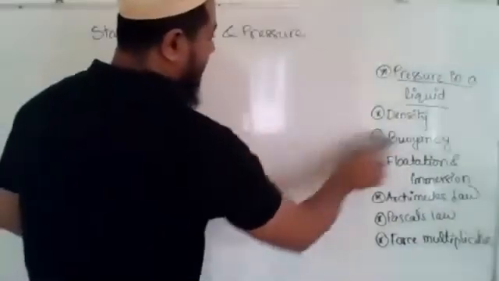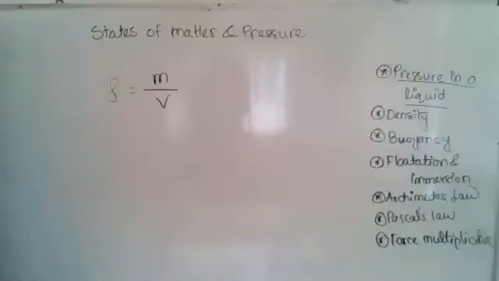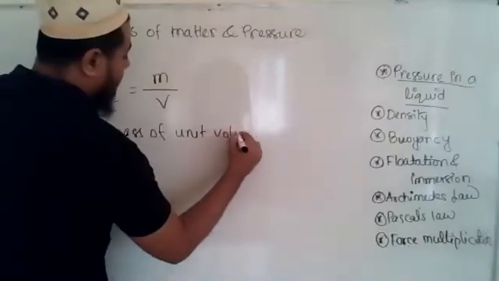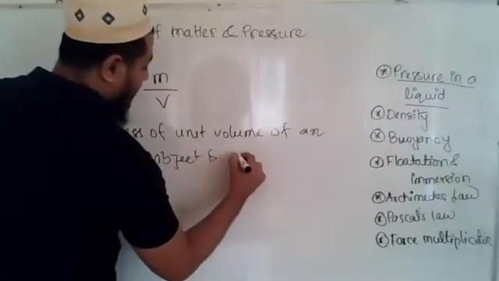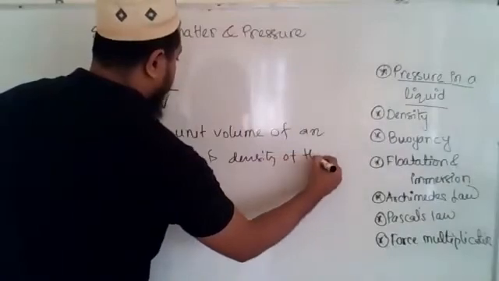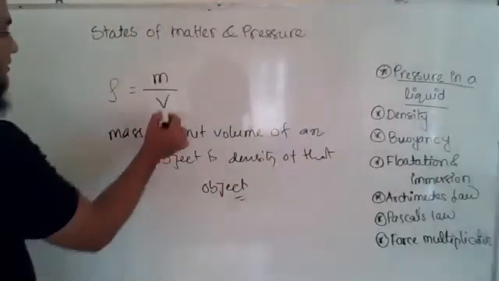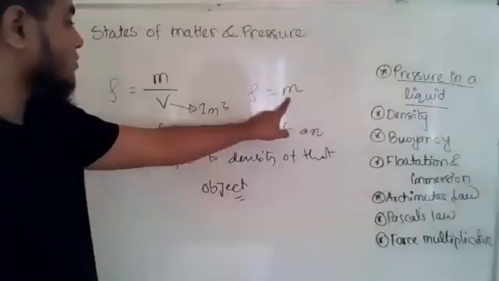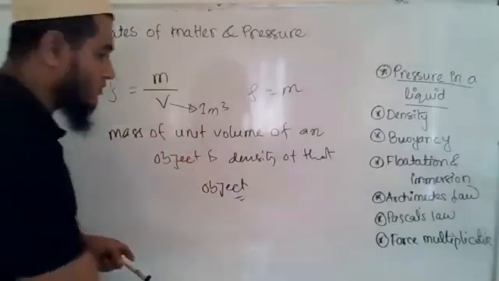Okay, then we have density. What is density? It is expressed by rho and it is mass per unit volume. Mass divided by volume gives us the density. So we can say that the mass of unit volume of an object is the density of that object. So if you consider the value V as 1 meter cube, then rho will be equal to m. That means density is the mass of unit volume of any object. Then it will be called the density of that particular object.